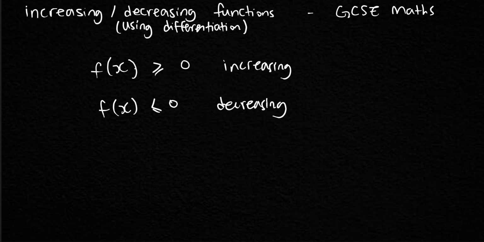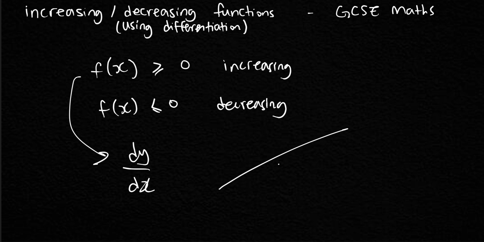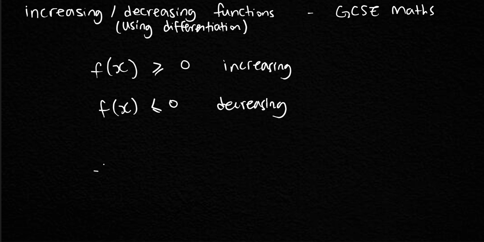So, when your function has a gradient, what we're going to do is work out dy dx, right? Dy dx is just the gradient. If it's positive, it's increasing. If it's less than 0, so negative, it's decreasing. That's all it is. So you can equate your function to either one of these values to find out if it's increasing or decreasing.